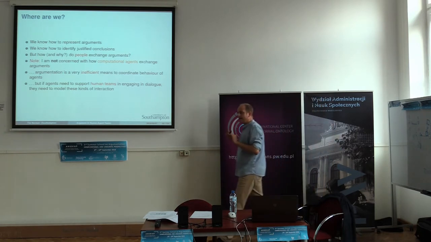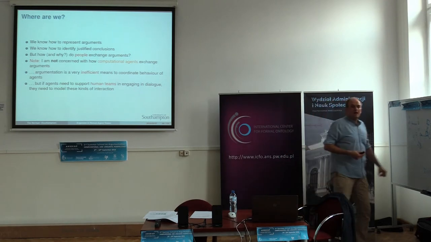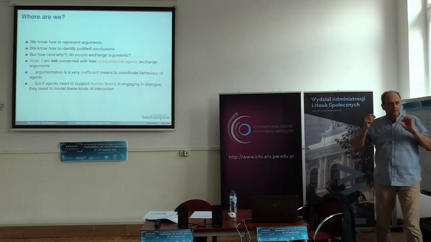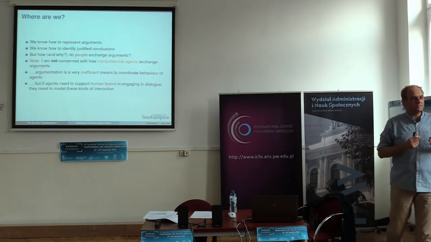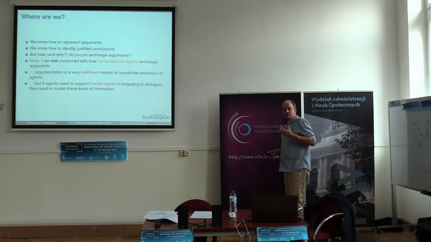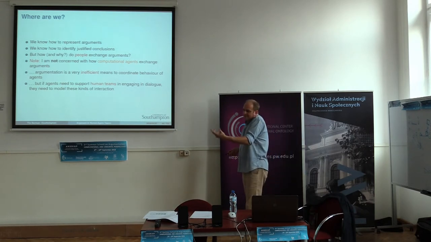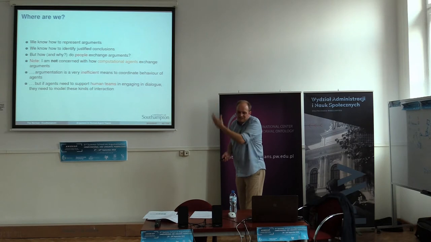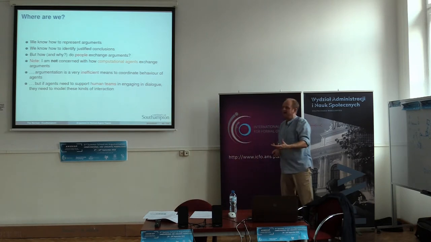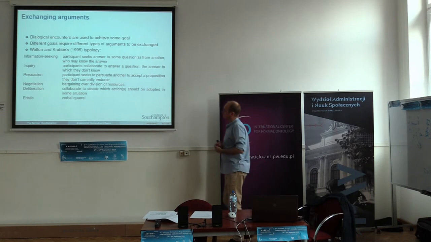As soon as you care about how humans interact and collaborate, the agents have to deal with that dialogue. So they have to be able to model the exchange of arguments, selection of arguments that might not actually be in a grounded extension or something like that as part of the dialogue. So we need to model these sorts of interactions that make sense to people in order for them to solve their problems.